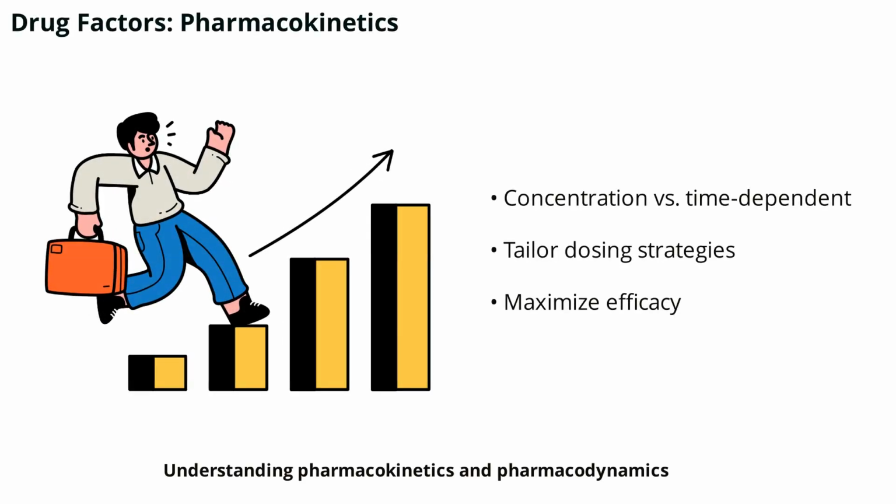Understanding pharmacokinetics and pharmacodynamics is essential in antimicrobial therapy. Aminoglycosides and fluoroquinolones exhibit concentration-dependent killing, while beta-lactams are time-dependent. This means that dosing strategies must be tailored to maximize efficacy and minimize toxicity. Knowing how drugs behave in the body helps clinicians choose the most appropriate regimen for each infection.